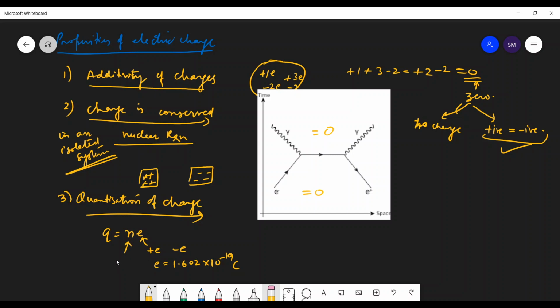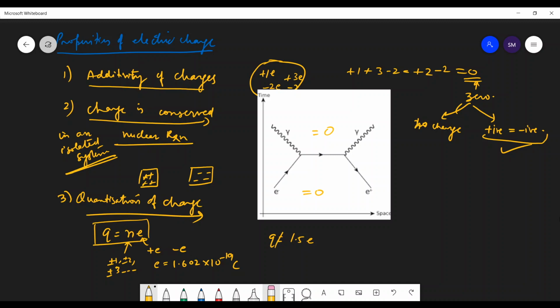And what is this n? n is a positive or negative integer. It can be plus minus 1, plus minus 2, plus minus 3, and so on. So the charge cannot be equal to 1.5 e. Only the discrete values, in positive or negative integral multiples of e, are taken. So this is another important formula: q equals n e.